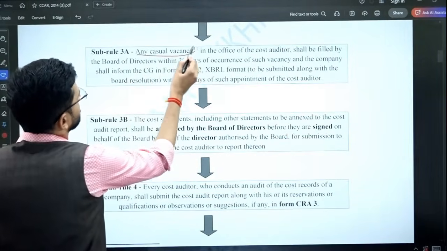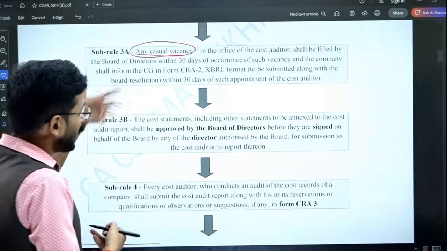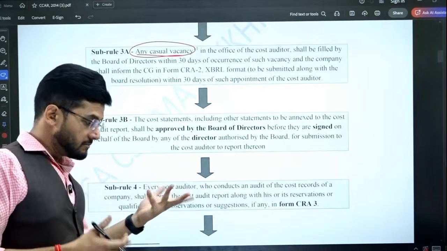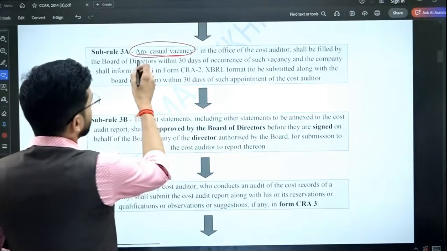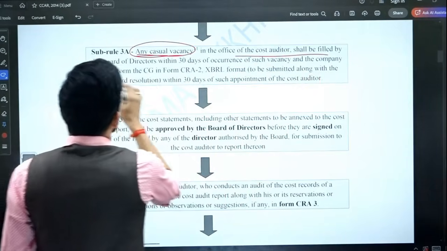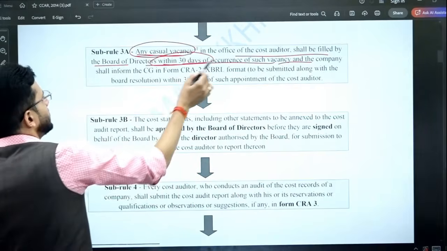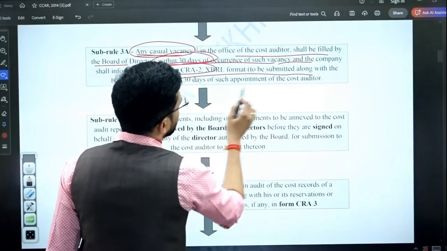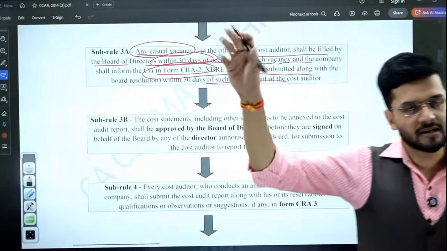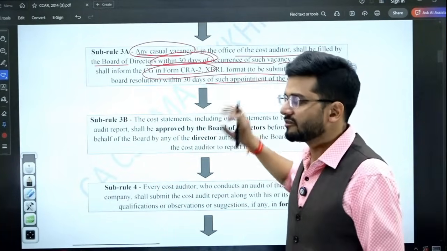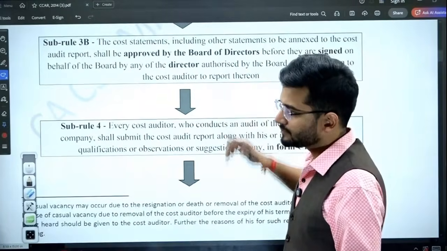Any casual vacancy: if the auditor has died, or some mishap has happened with the auditor, or he becomes ineligible for doing the audit in any manner, then any casual vacancy in the office of the cost auditor shall be filled by the board of directors within 30 days of occurrence of such vacancy. So within 30 days, a new Form CRA2 should be filed by the company with the Ministry of Corporate Affairs, central government, for appointing the fresh auditor.